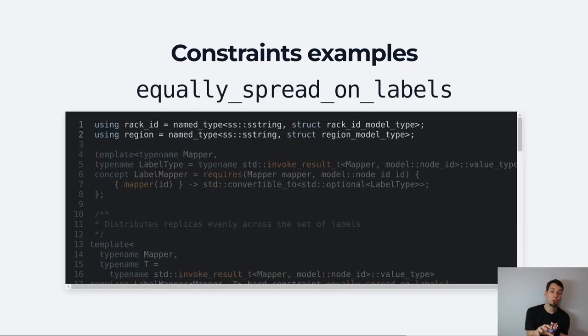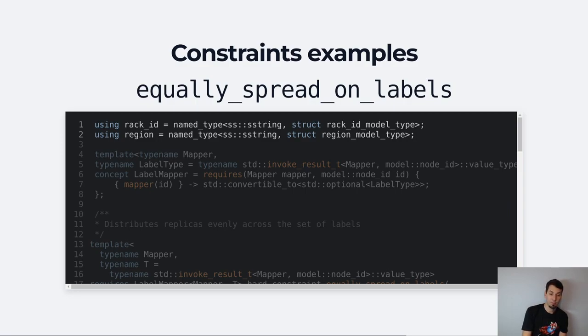This is a little bit more complicated example. In Redpanda, we use a strong typing approach. It means that each abstraction representing a different concept has its own type defined, even though the underlying type is exactly the same. Here we can see that rack and region are both strings, but those are in C++ actually different types.